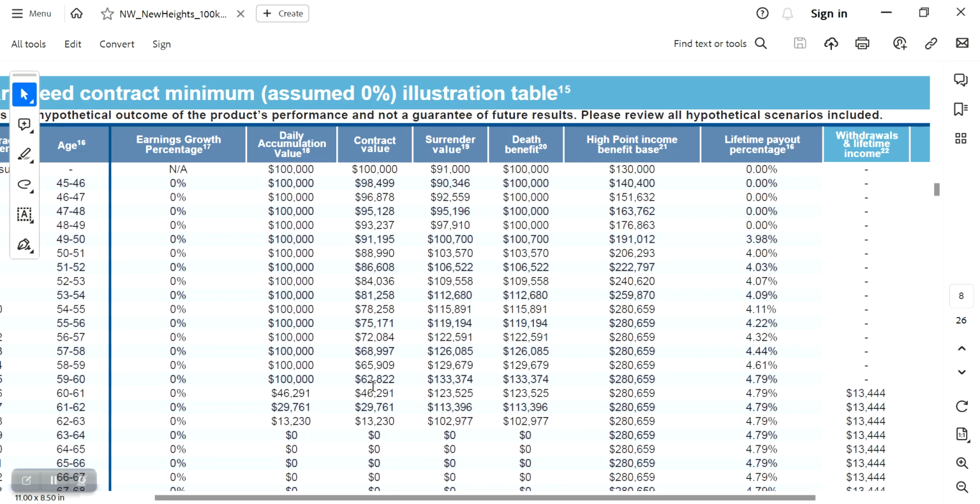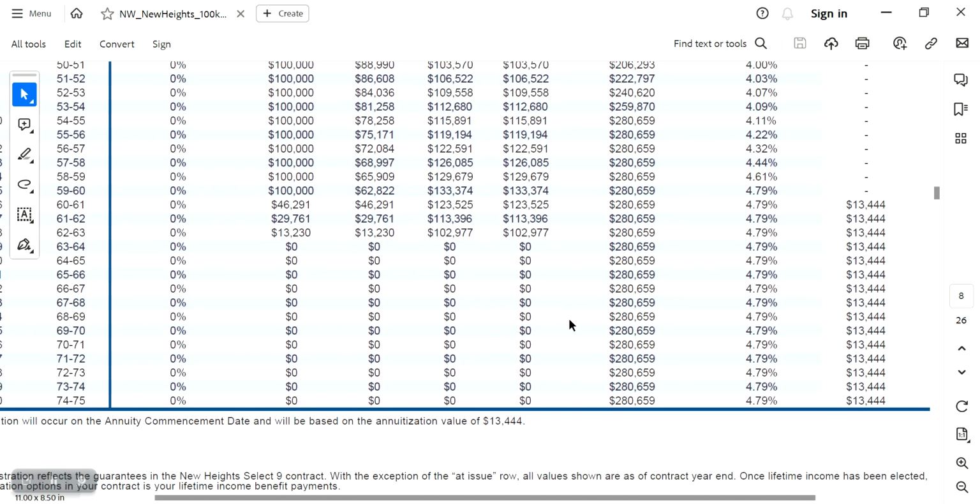Right. And help me understand why the contract value is decreasing so fast. Is it because of the rider charge? That's correct. Yes. Okay, and at some point it will go to zero because it will just go down and the market is not giving you any return. It's all 0%. That's why it will go to zero. So the death benefit will also eventually go to zero the moment your contract value goes to zero? Correct. And they would still receive that $13,444 going forward.